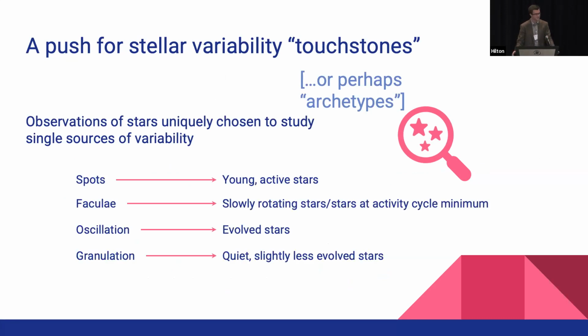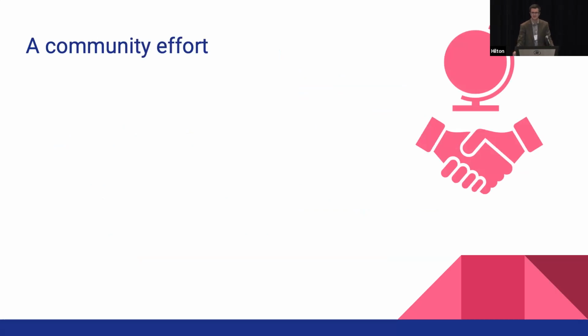And just as a bit of an idea of what this might look like for several different sources, targeting, say, young active stars, if you want to look at spots, or evolved stars if you want to study the effects of oscillations. And so it's these choices of target, along with how we observe them with cadence, that we can build up these types of data sets. And the reason we're here is because this is something that would take a community effort.